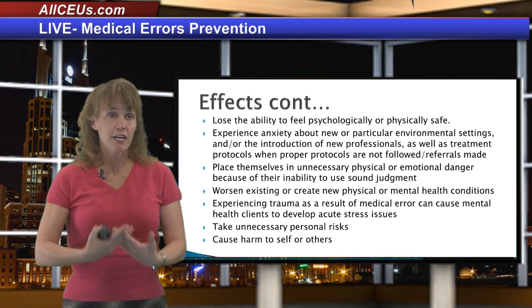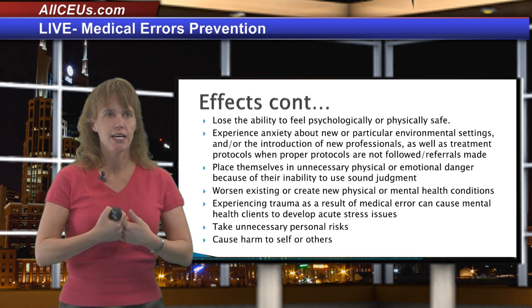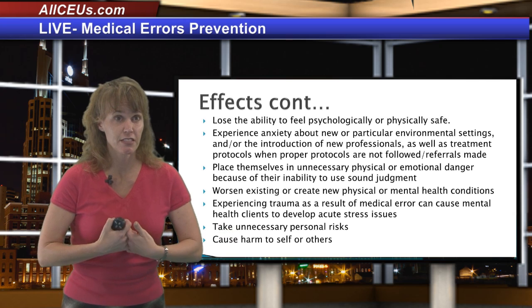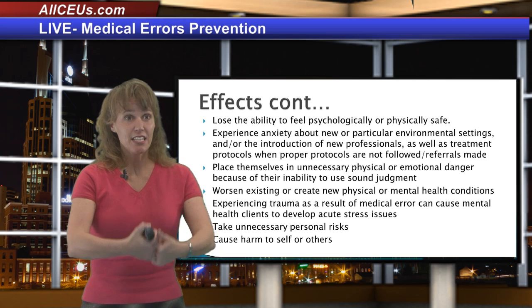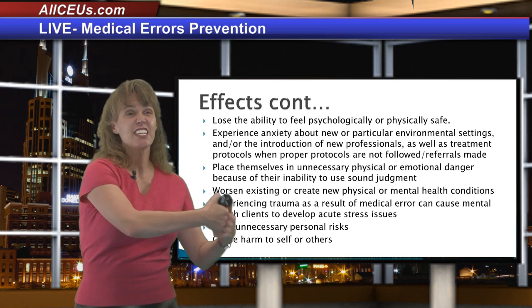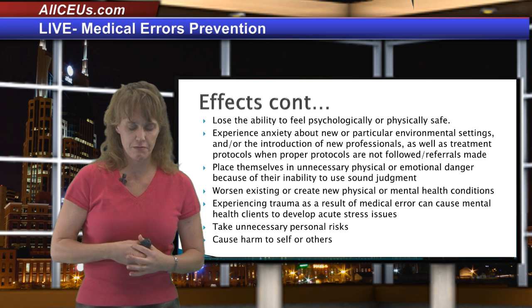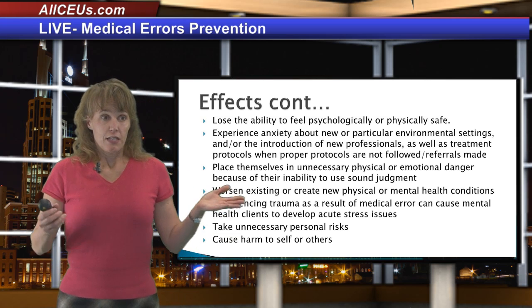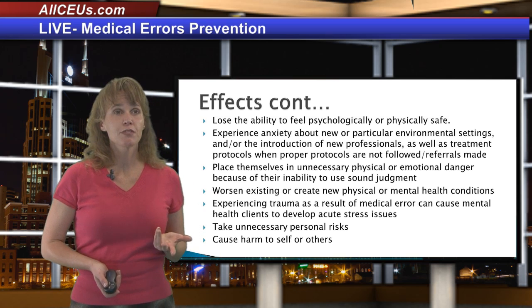If it's a mental health provider that makes the error and maybe doesn't prevent a foreseeable suicide or take steps to try to prevent a foreseeable suicide, then the client, or the client's significant others, may develop acute stress issues if the person obviously doesn't complete the suicide. Taking unnecessary personal risks, we already covered, and causing harm to self or others.